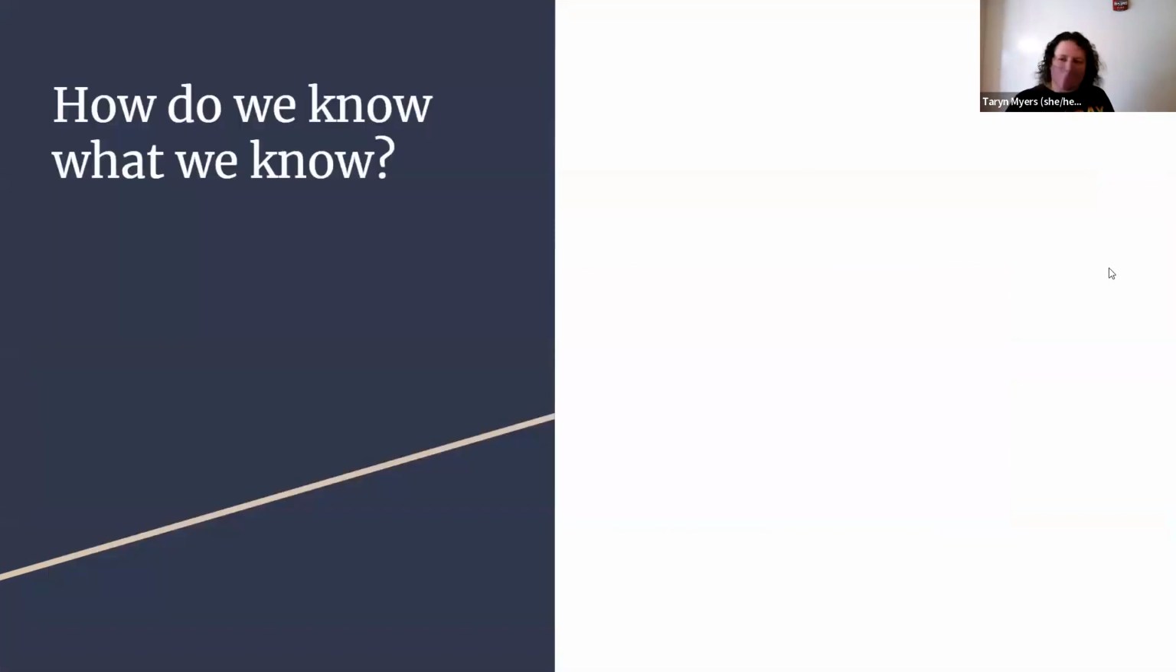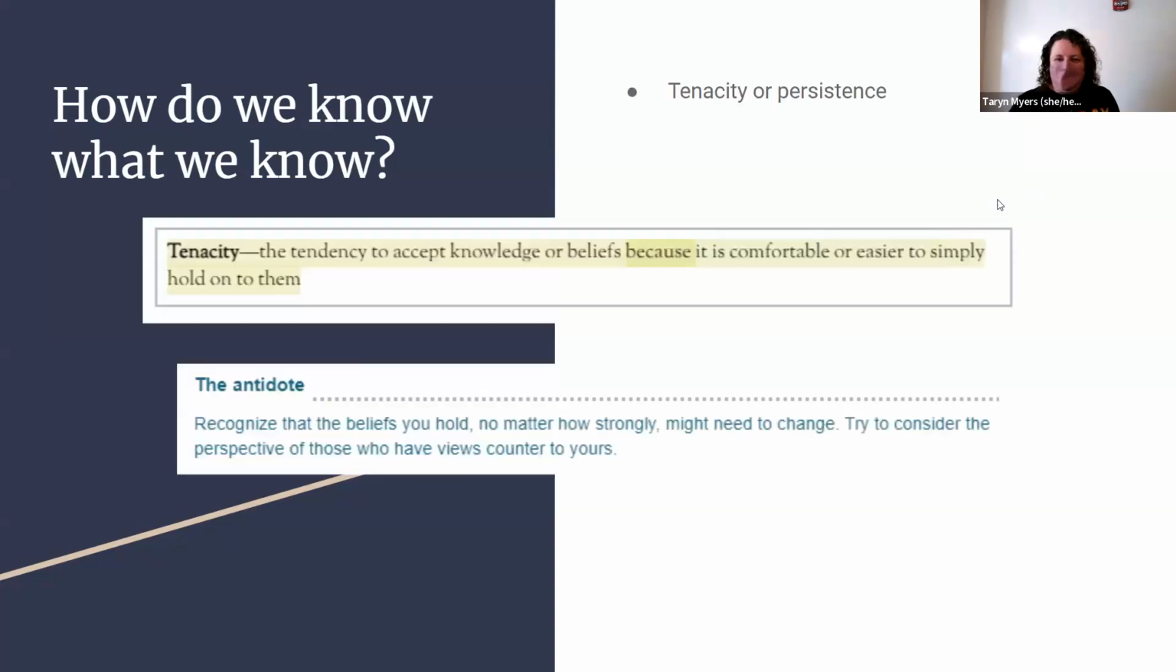Here's a fun question. How do we know what we know? It's a very metacognition question, right? Kind of makes us think of the Greek philosophers who told us that the smartest person knows how much they don't know. Some definitions from your book: they talk about tenacity and persistence. Tenacity is the tendency to accept knowledge or beliefs because it is comfortable or easier to simply hold on to them, right? This is a lot of times why we don't try to challenge things. They say the antidote to this is to recognize that the beliefs we hold, no matter how strongly, might need to change, and to try to consider the perspective of those who have views counter to yours.